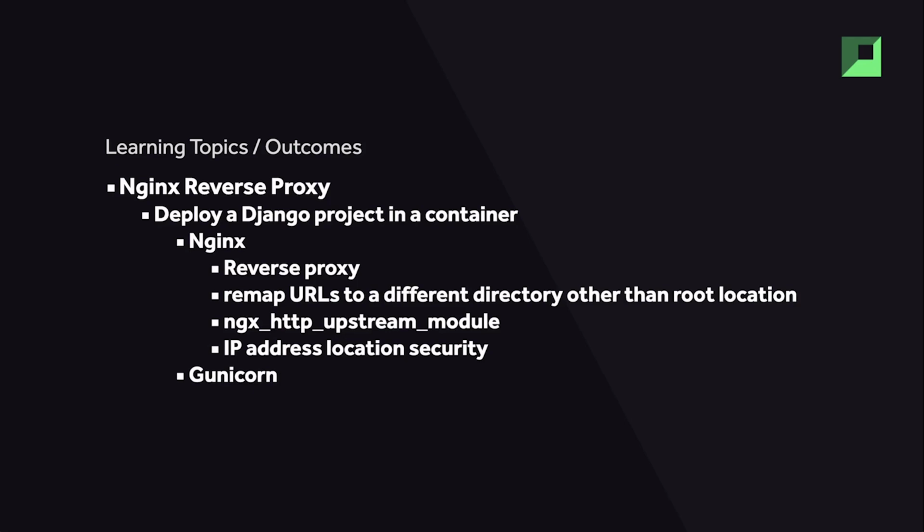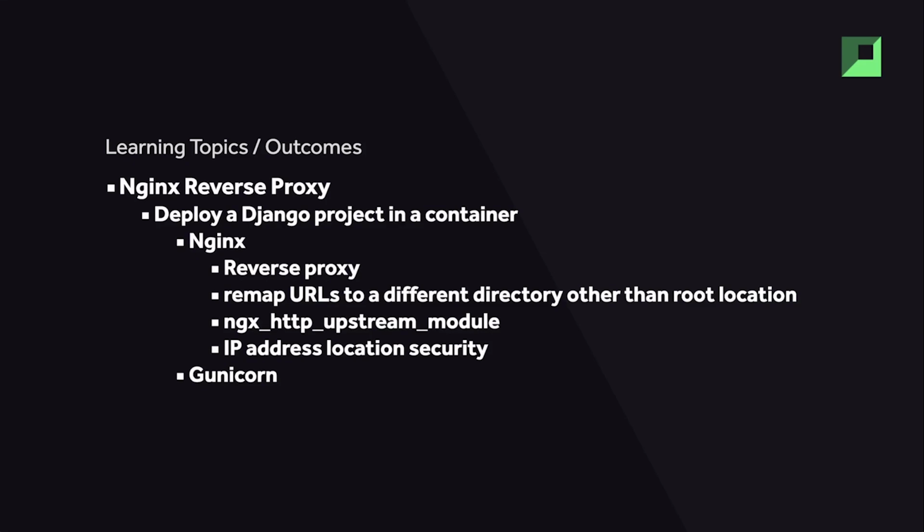Although we're using the Django framework here, this can apply to other technologies. Some other topics that we need to understand in order to set this up: how to remap URLs to different directories other than the root location. Here in the Django project, we are going to need to set up static files, so that gives us an opportunity to understand that. Because we are using a reverse proxy, that allows us to understand a little bit about the upstream module, so we go through that.